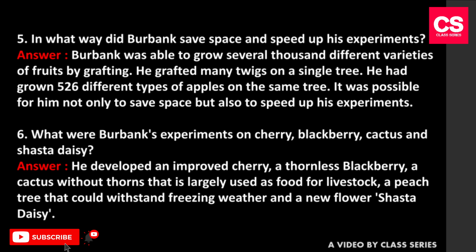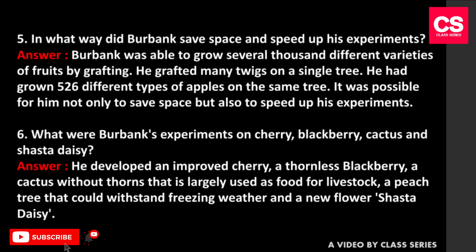Our fifth question is, in what way did Burbank save space and speed up his experiments? The answer is, Burbank was able to grow several thousand different varieties of fruits by grafting. He grafted many twigs on a single tree. He had grown 526 different types of apples on the same tree. It was possible for him not only to save space but also to speed up his experiments.